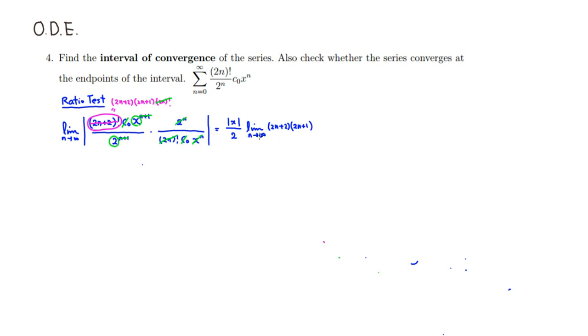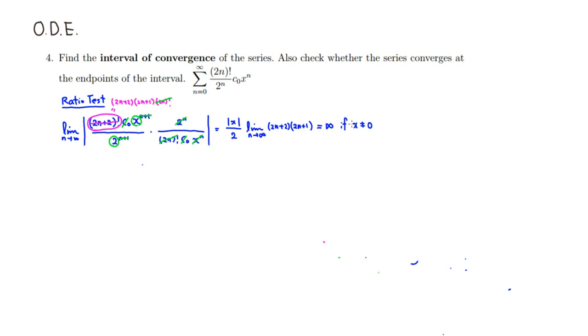You can see that this is getting larger and larger, because n is going to be really, really big, so 2n plus 2 is going to be big, and 2n plus 1 is going to be big. Big times big is even bigger, so this goes to infinity. The only way we can get convergence is when x equals 0. So this is going to be infinity if x is not equal to 0, because if x is 0, the whole thing is 0. But if you have a non-zero number, this blows up, so the whole thing is going to blow up.